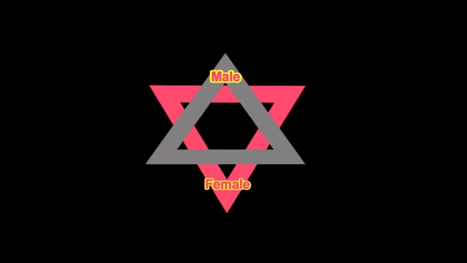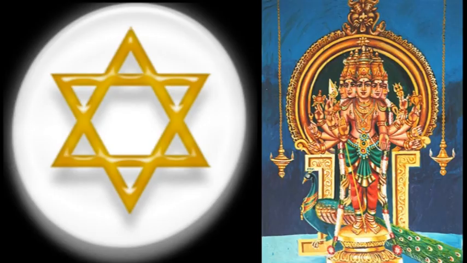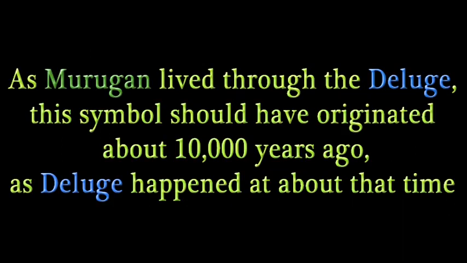To preserve the fact for posterity that it was Murugan who invented this symbol, which has 6 faces, Murugan was called Arumugam after his times, and this name means 6-faced person. This fact was symbolically represented by pictorially depicting Murugan with 6 faces. Hence, the very name Arumugham, which is one of the names of Murugan, establishes the fact that it was Murugan who invented this symbol. As Murugan lived through the deluge, this symbol should have originated about 10,000 years ago, as the deluge happened at about that time.